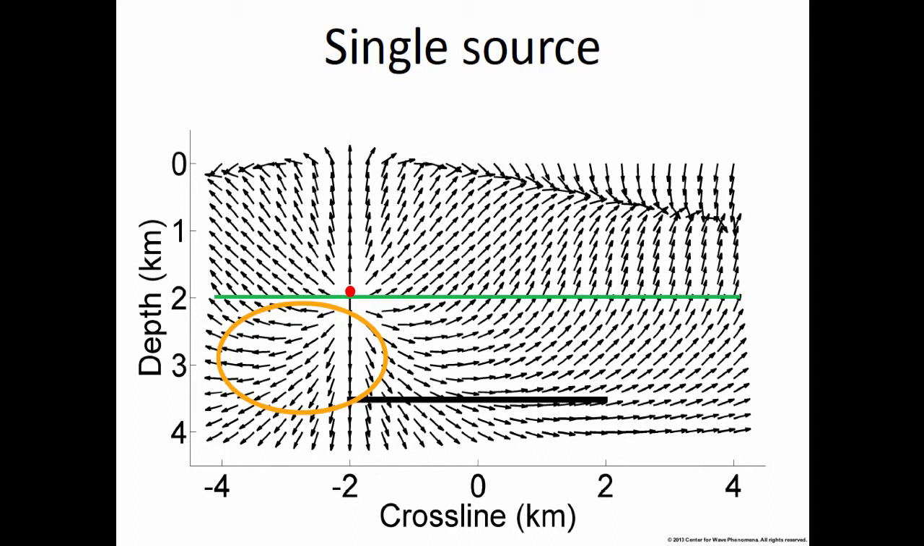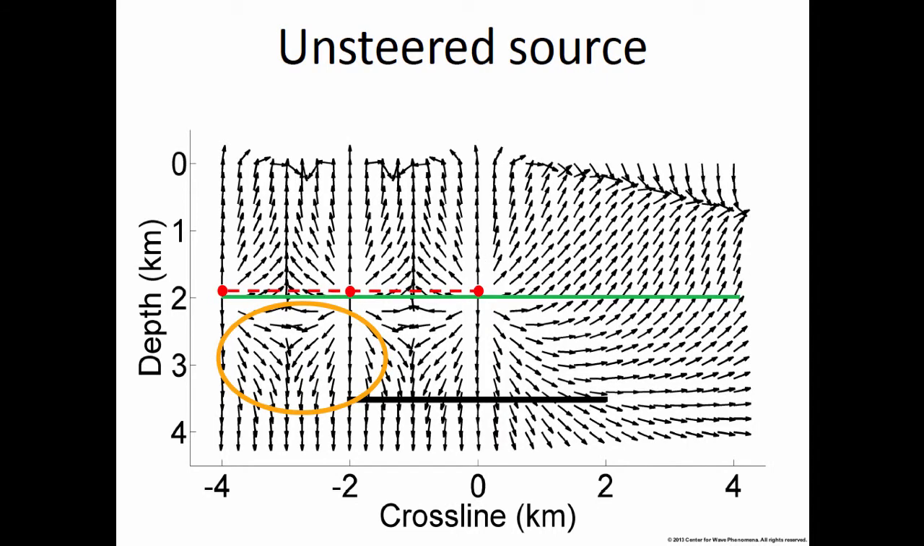So there's the energy that radiates away from the source, and some of it travels upward to hit the top of the water layer and come back down as the air wave. And another part travels downward into the subsurface and through the reservoir and back up. And that's what gives us the information about the reservoir. And you can see here that the orange circle is highlighting how some of the energy is actually radiating away from the reservoir.